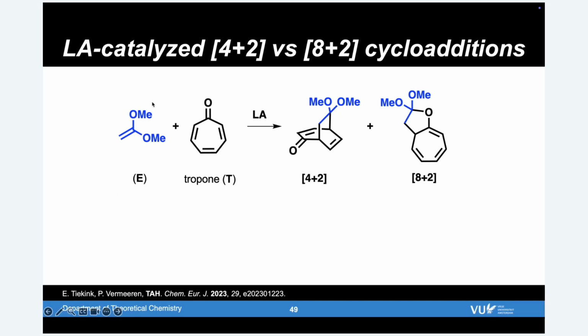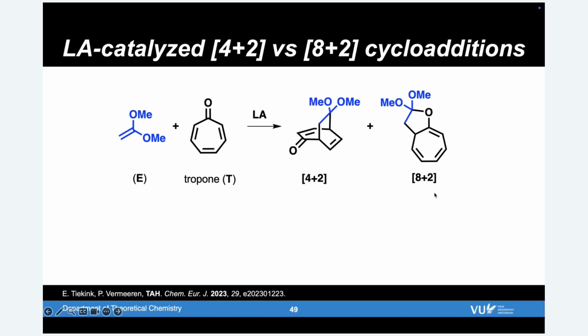we studied this reaction of this dimethoxy substituted ethylene reacting with our tropone, and we studied various Lewis acids, and we modeled both the Diels-Alder reaction, the 4+2 cycloaddition, or the 8+2 cycloaddition here. Here you see the 4 pi electrons involved in the Diels-Alder reaction, and here now you have the 8 pi electrons in the system reacting in the 8+2.